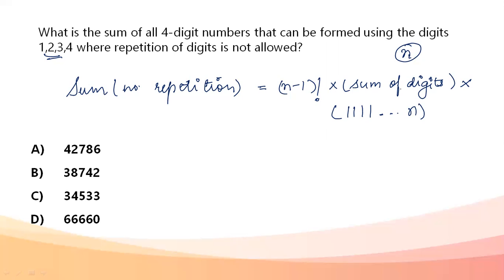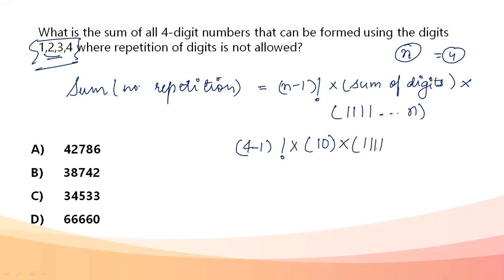If we do the multiplication, let's take for example here n is equal to 4, that is, the number of digits given to me is 4. (N minus 1) factorial, 4 minus 1 factorial, into the sum of the digits. Sum of which digits? Digits that are given to me from where I have to form the combination: 1 plus 2 plus 3 plus 4. It is 10. Into, here I'll be using 1, 1, 1, 1 only.